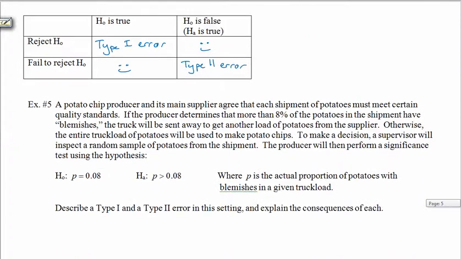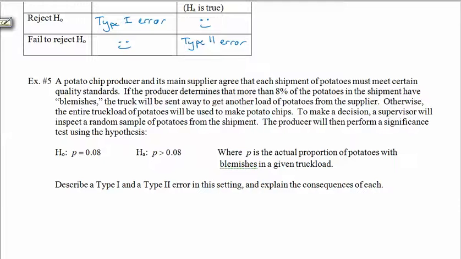So in our next example, a potato chip producer and its main supplier agree that each shipment of potatoes must meet certain quality standards. If the producer determines that more than 8% of the potatoes in the shipment have blemishes, the truck will be sent away to get another load of potatoes from the supplier. Otherwise, the entire truckload of potatoes will be used to make potato chips. To make a decision, a supervisor will inspect a random sample of potatoes from the shipment. The producer will then perform a significance test using the hypotheses H0: p equals 0.08, and HA: p is greater than 0.08, where p is the actual proportion of potatoes with blemishes in a given truckload.